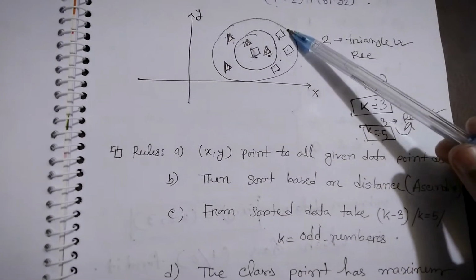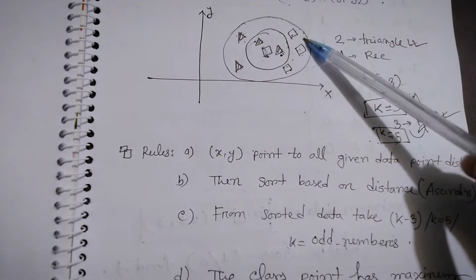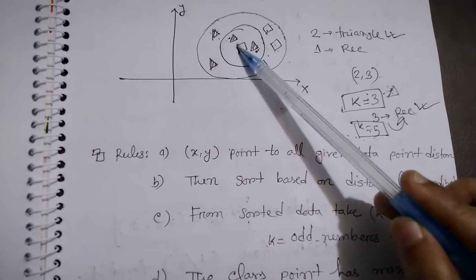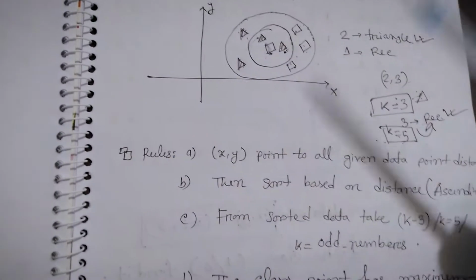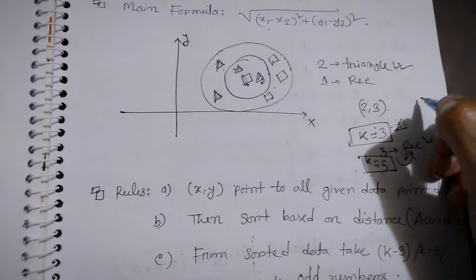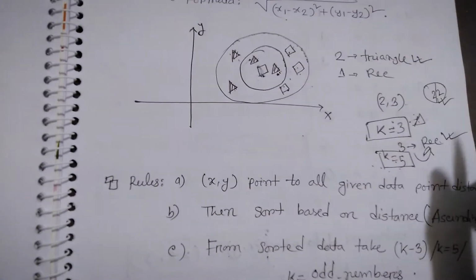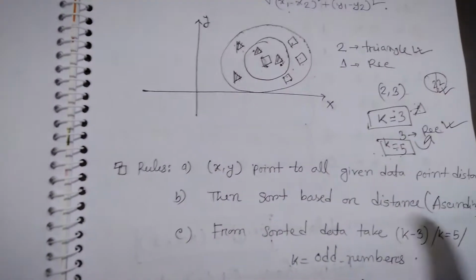Whoever has the most items wins, because in k equal to 5 we have 3 rectangles, so rectangle is the class, and in k equal to 3 we have the triangle as winner. So use 3, 5 or 7. It cannot be even, because if there is 2 and 2, then you cannot classify it properly, because there would be a tie between them.